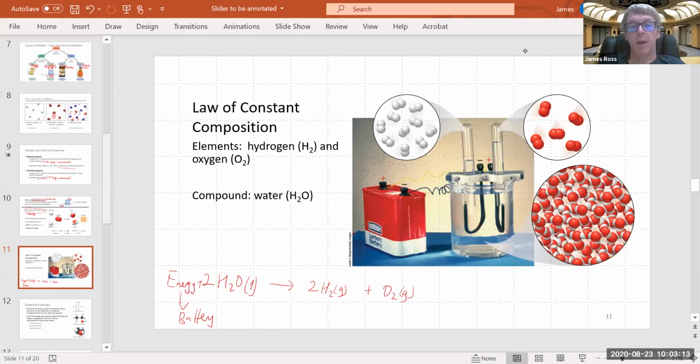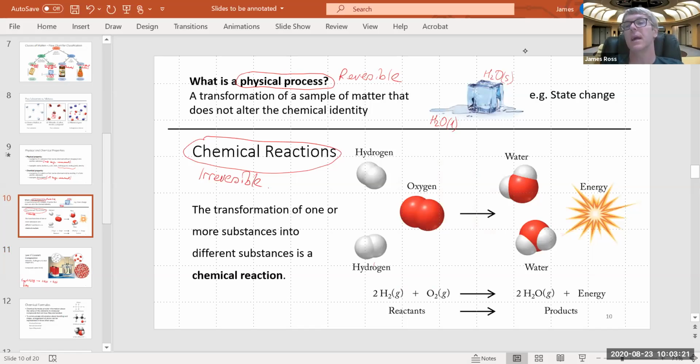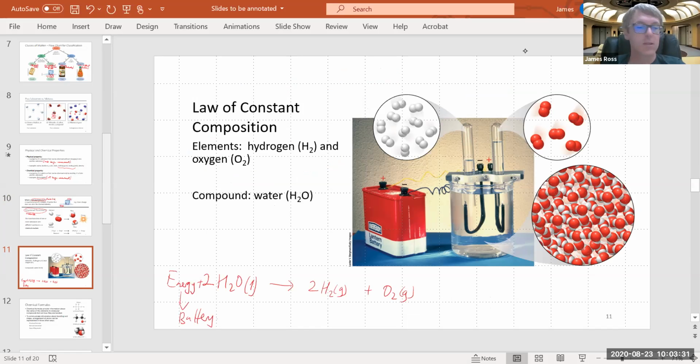Okay, so this might be how you would make hydrogen fuel for a hydrogen fuel cell car. And this chemistry obviously is what's going on in a hydrogen fuel cell car, and that energy produced there could be used to drive mechanical motion of wheels and what have you.